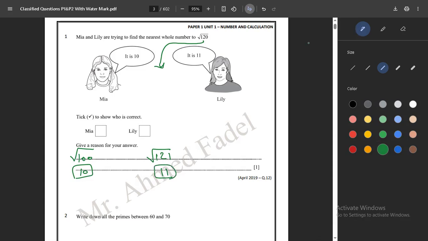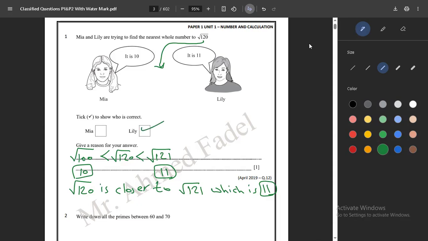All right, in the middle, I got the square root of 120. It is greater than the square root of 100 and less than the square root of 121, but it is closer to 11. So I must write here the square root of 120 is closer to the square root of 121, which is 11. That's it. So you're supposed to tick Lily.